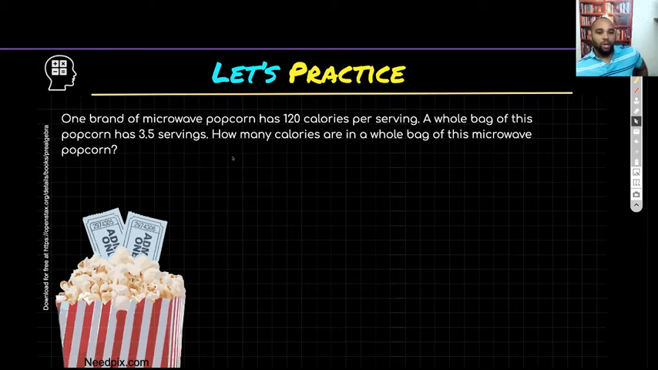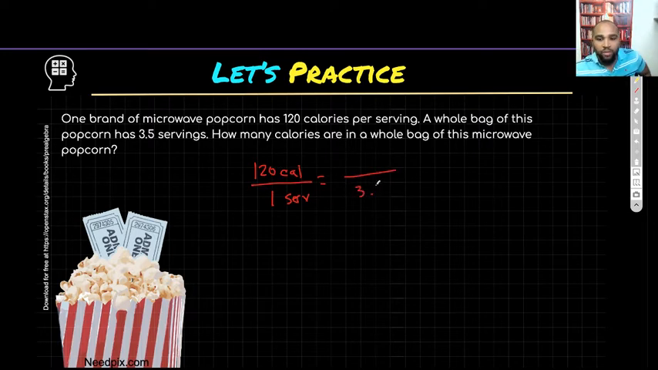All right, one brand of microwave popcorn has 120 calories per serving. So that's per one serving. A whole bag of this popcorn has 3.5 servings. So servings are on the bottom here. They want to know, of course, how many calories that would equal. So how many calories? Again, we can cross multiply.